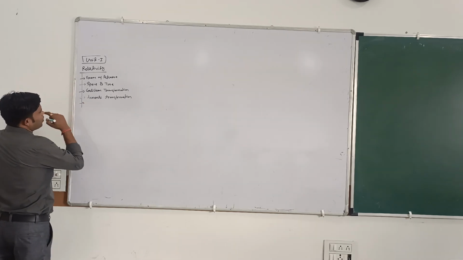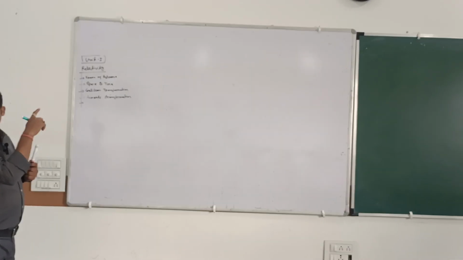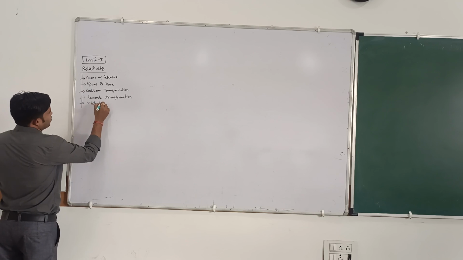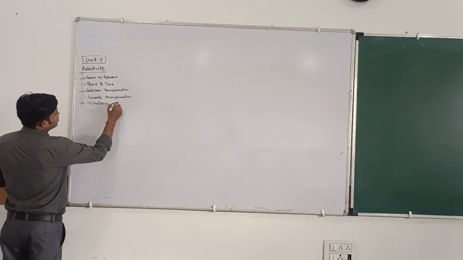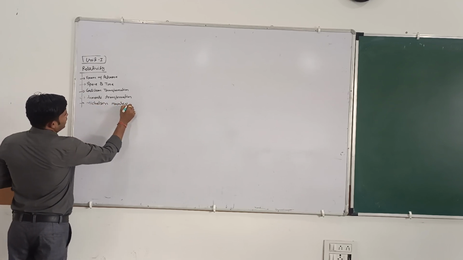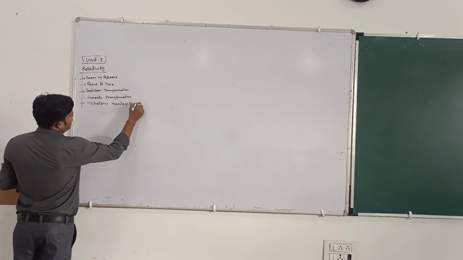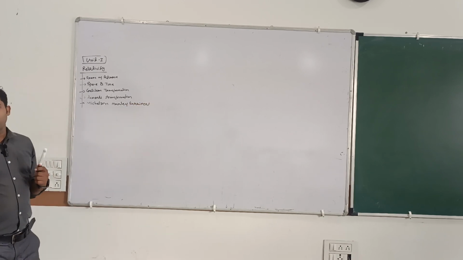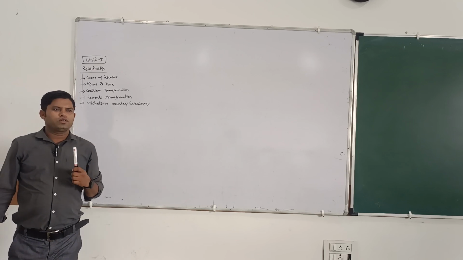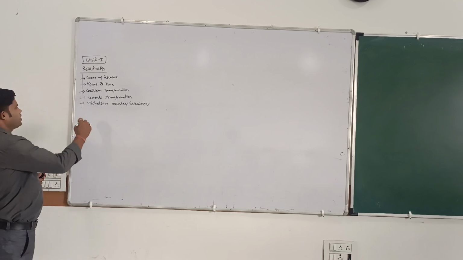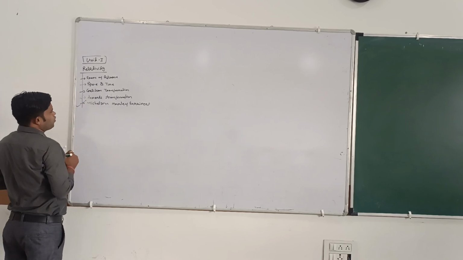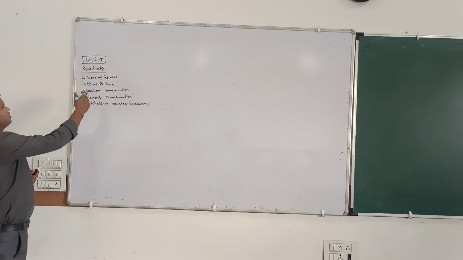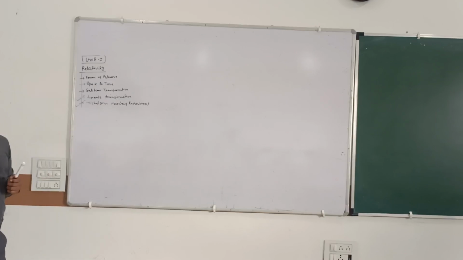Then what topic will we discuss in unit number 1? Michelson-Morley experiment. This topic is most important from your exam point of view. Exam 10 marks, very important. Lorentz transformation 10 marks, very important. This one is 3 marks.